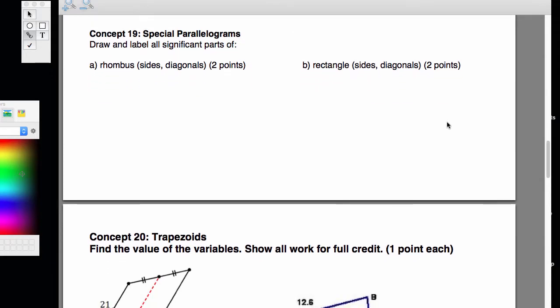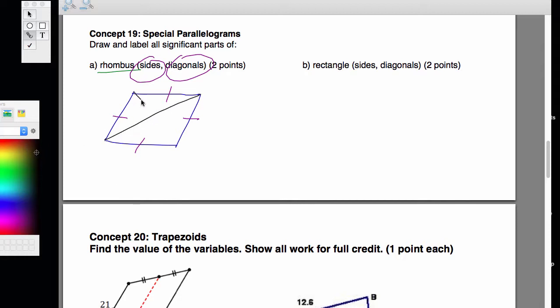Moving down this way, special parallelograms. A rhombus. What's a rhombus? We seem to struggle a little bit with this concept. A rhombus has 4 sides, and I want to talk about the sides and the diagonals. Well, all 4 sides are congruent. That's what makes a rhombus. So yes, a square is a rhombus, but it's only one type of rhombus. A rhombus could be a diamond shape, some would say. And so it's going to be 4 sides the same.